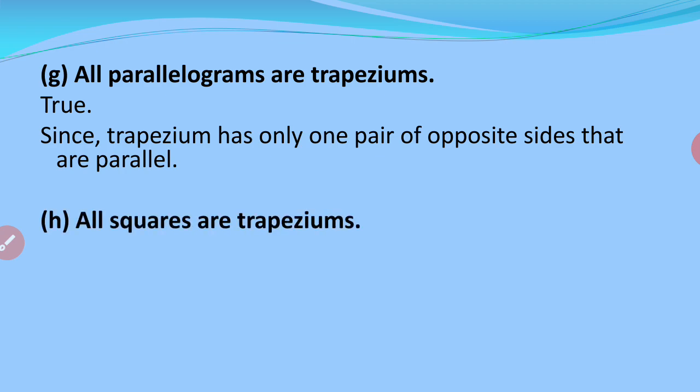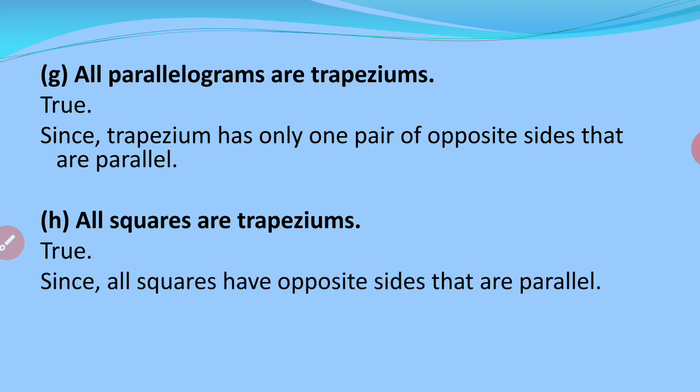Next, all squares are trapeziums. Yes, because in a trapezium, one pair of opposite sides is always parallel.